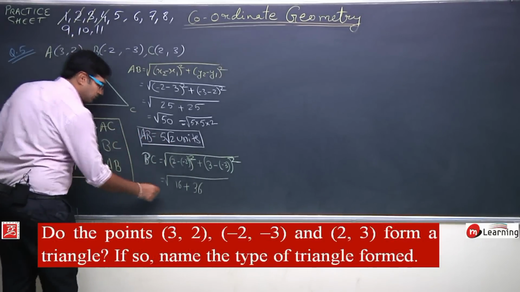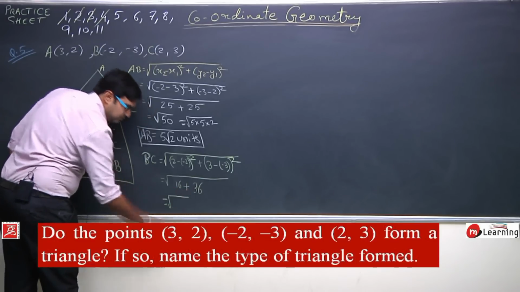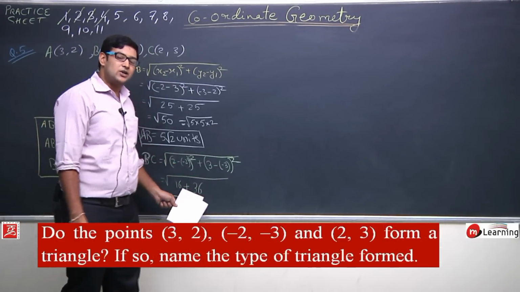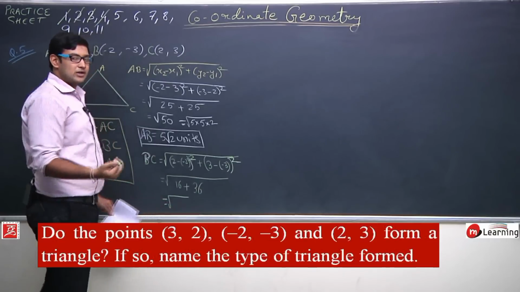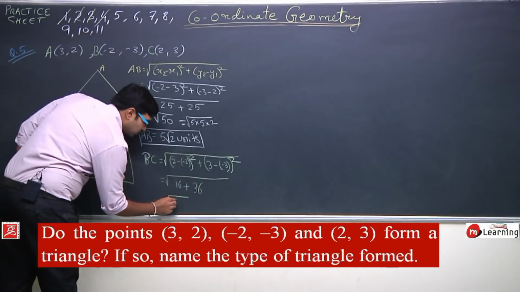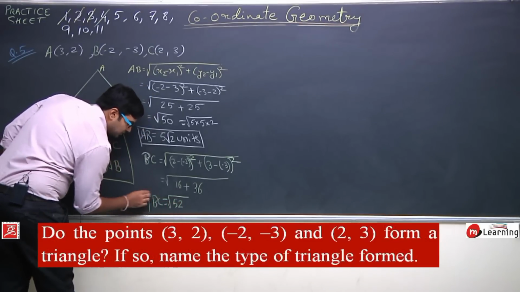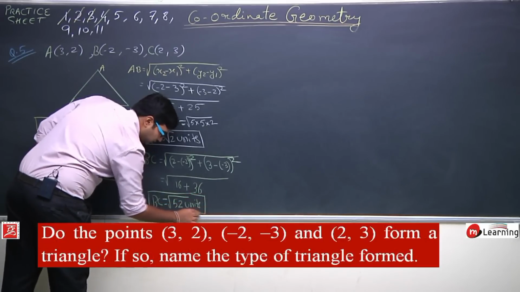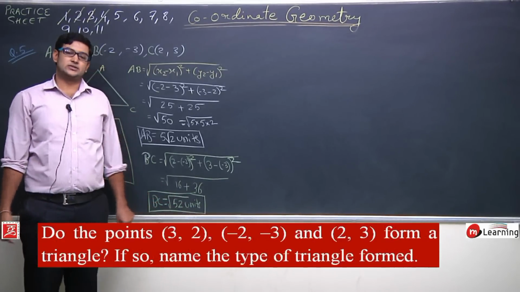Now adding these two, it will give you square root of 36 plus 16. How will you add 36 plus 16? First add 20 to 36, so it will become 56, and subtract 4, so it will become 52. So the length of BC is root 52 units.